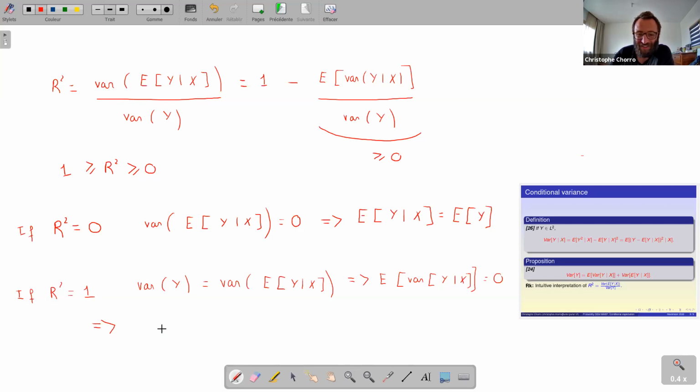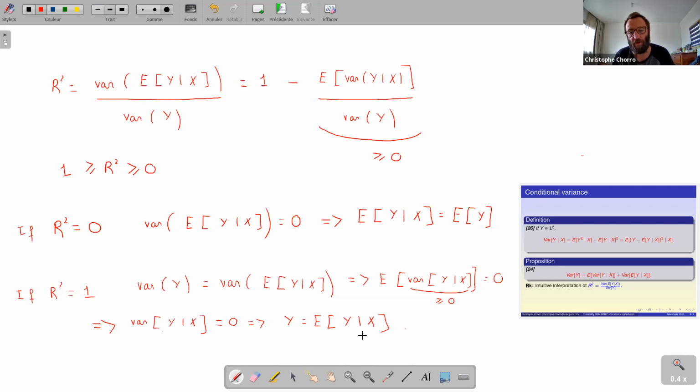So the expectation of the conditional variance is 0, but the conditional variance is a positive mapping. And so it implies that the conditional variance of y given x is equal to 0, implying what? If I come back to this definition here, it implies that y is equal to the conditional expectation of y given x.